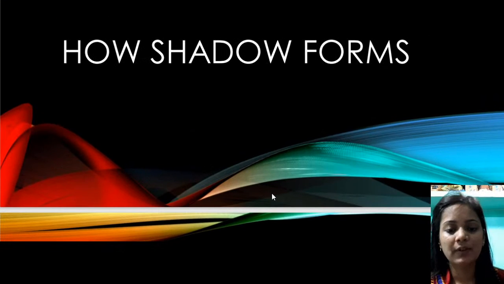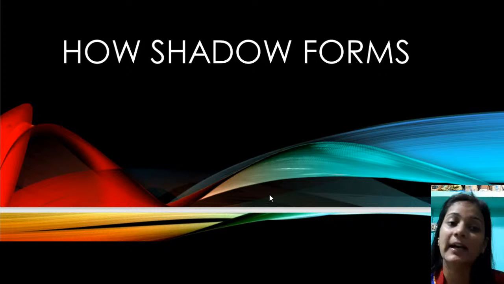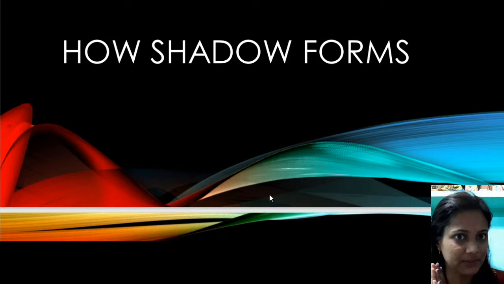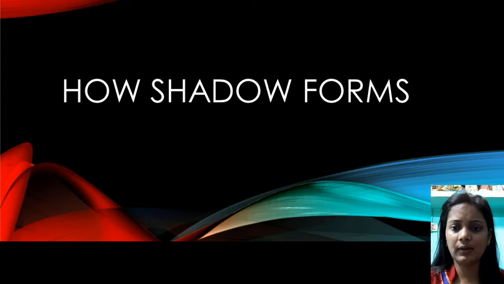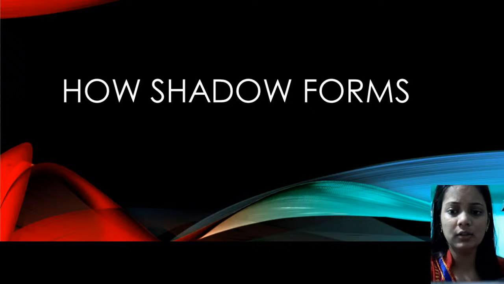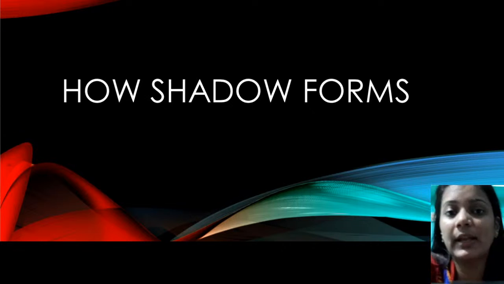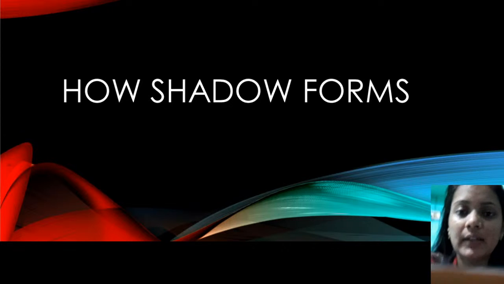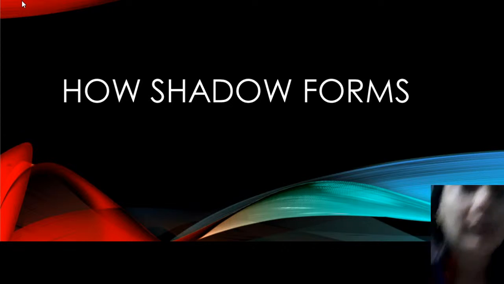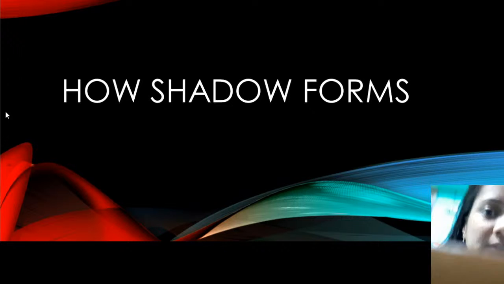First of all, we need to understand how the shadow forms. Because many times, if you don't know how the shadow forms, then it will be very difficult for you to understand about the eclipses. See, suppose I'm here in front of you, and from the back the light is coming. Suppose if the light is coming from the left side, then the shadow will form on the right side.